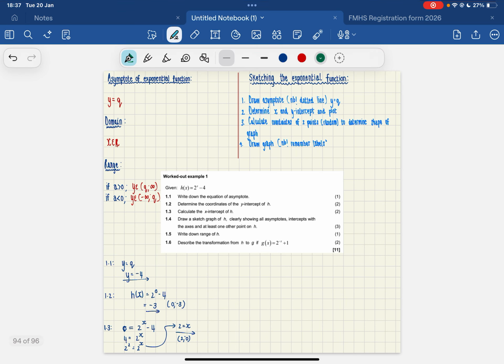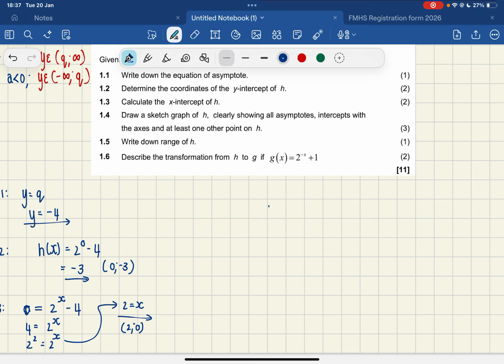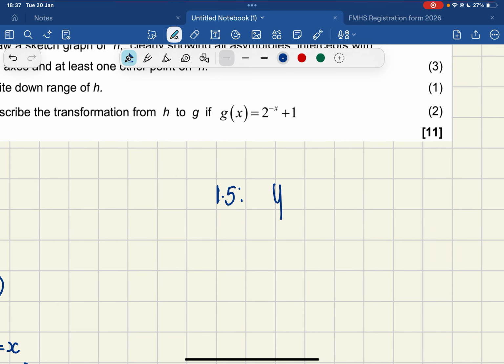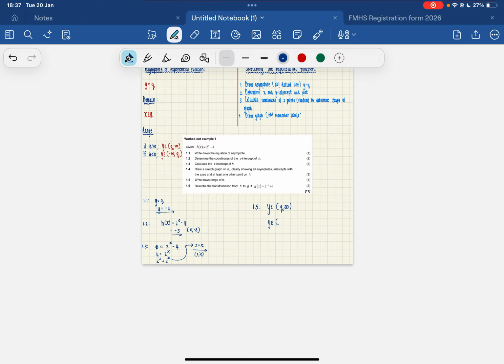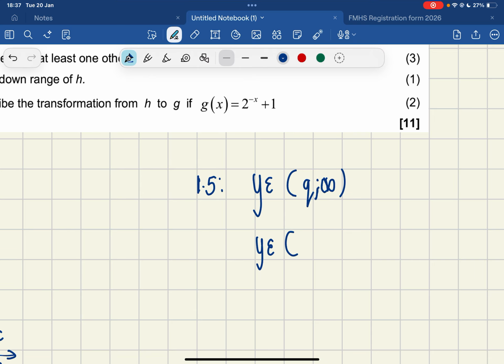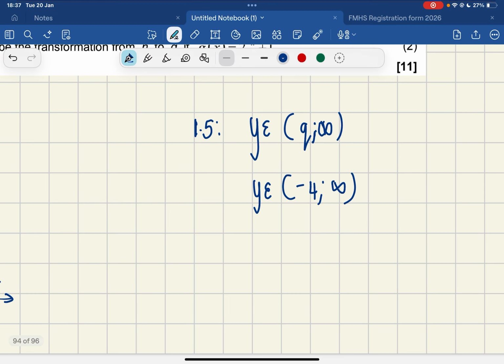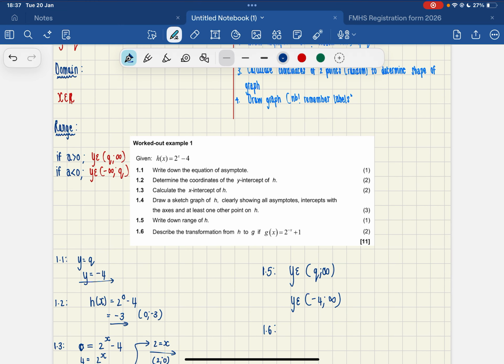Question 1.5, determine the range. We said that if a is positive, the range will be y is an element of q to positive infinity. In such a case, what's our q value? y is an element of -4 to positive infinity. Question 1.6, the last question.